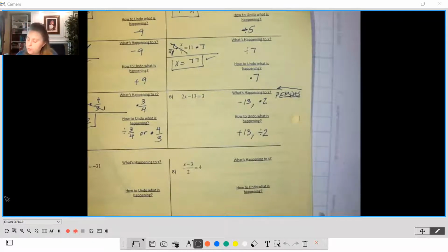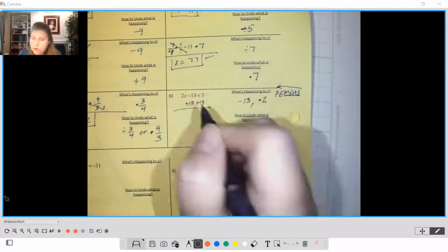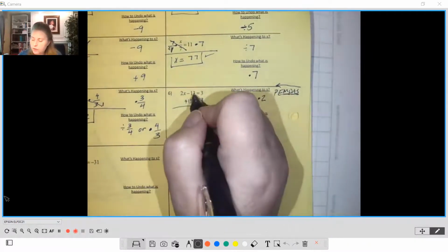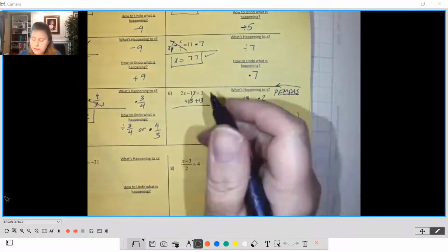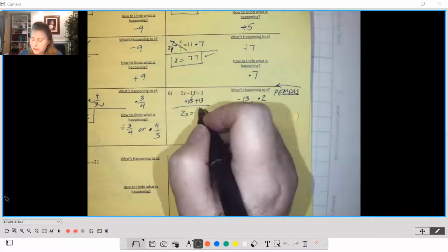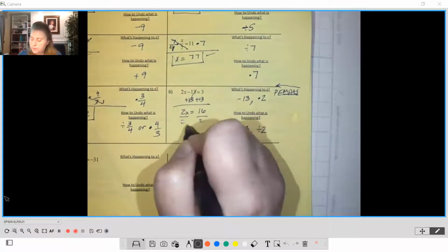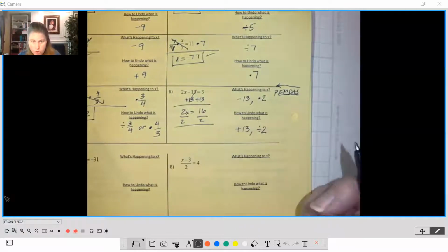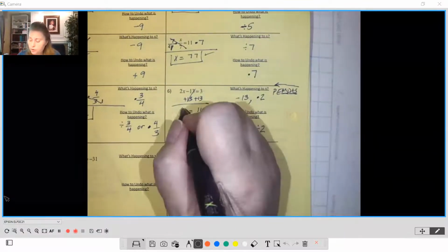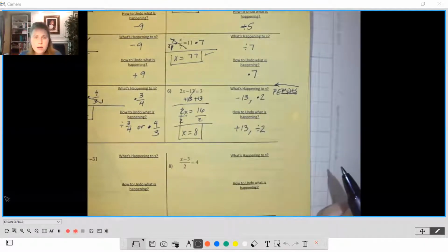All right, so then we will add our 13. Whatever I do to one side, I have to do to the other. So negative 13 plus 13 is 0. Bring down the 2x, bring down the equals. 3 plus 13 is 16. Then divide each side by 2. 2 divided by 2 is 1. So I have 1x equals 8. So x equals 8.